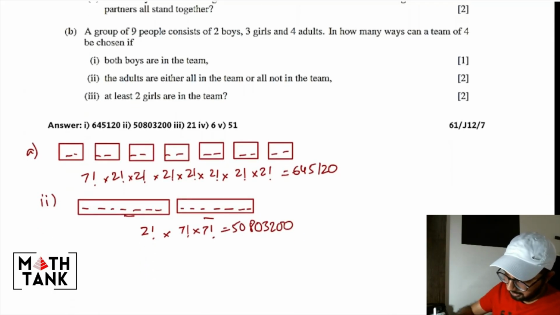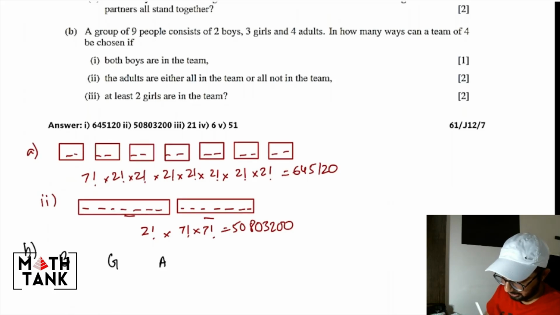Part B. A group of 9 people consists of 2 boys, 3 girls, and 4 adults. In how many ways can a team of 4 be chosen if both boys are in the team? So boys, girls, and adults. Okay, I need a team of 4. Both the boys are there, so 2 out of 2.